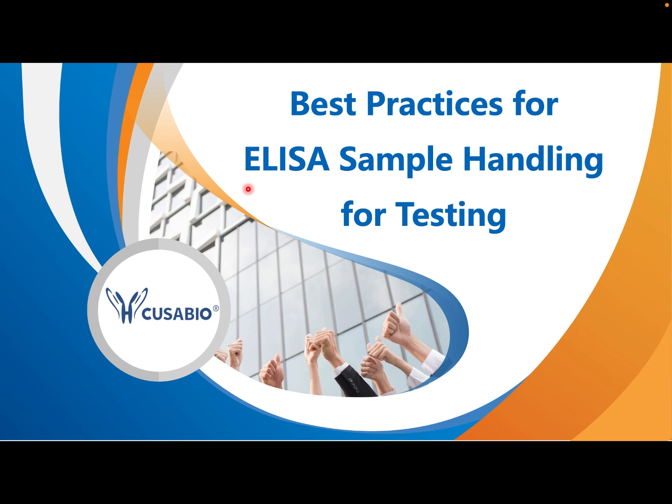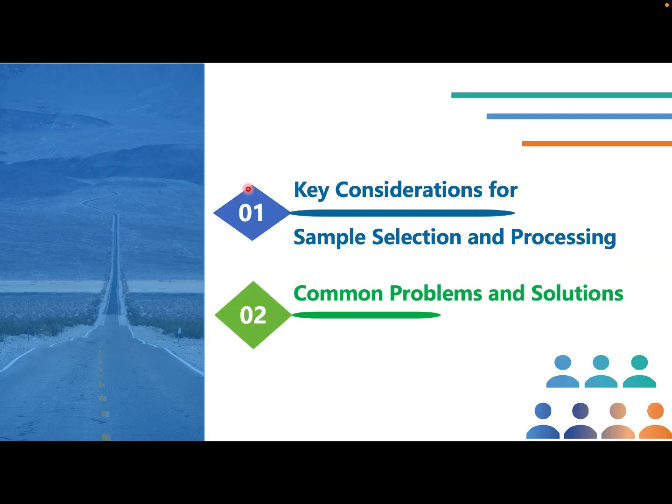Today we will talk about ELISA sample handling, and we will talk about common problems that we will see during the ELISA processing, and we will show you how we can solve them. For today's webinar, there will be two parts. The first part will be the key considerations of the sample selection and processing, like how you choose the right sample and then how you do the correct processing, with some key points there.